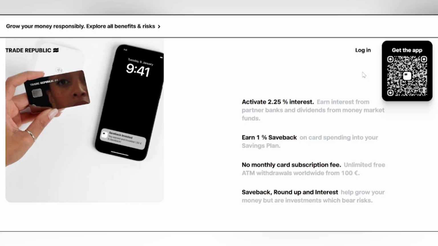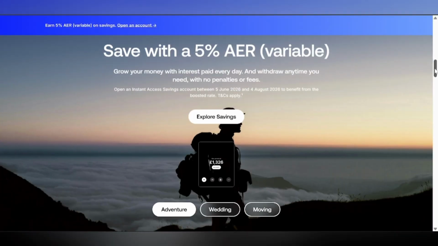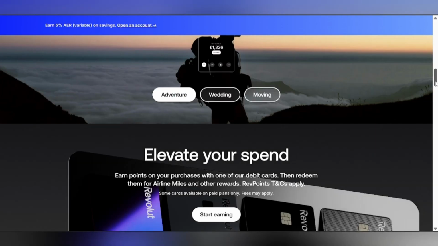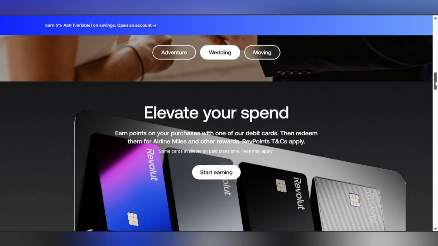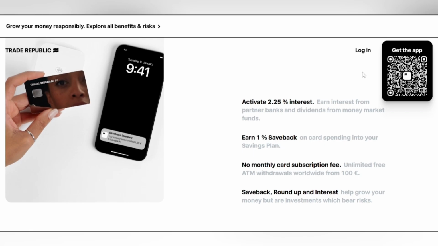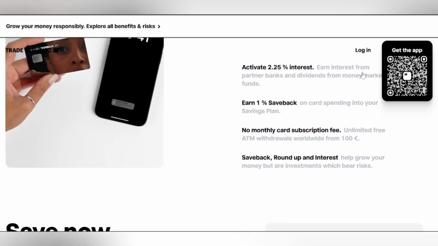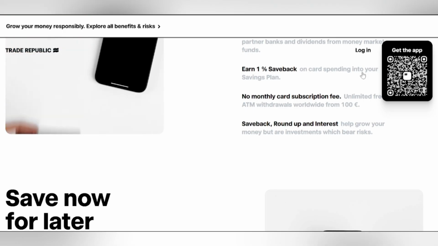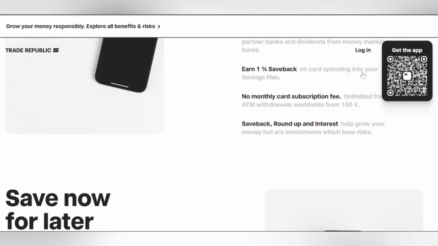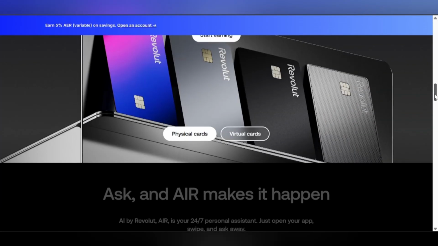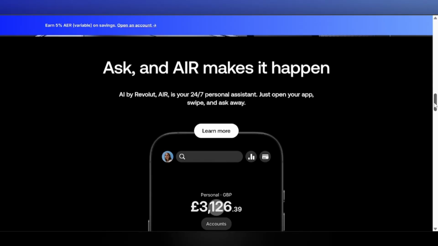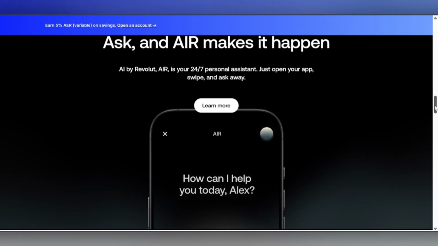Spending and transfers. Revolut offers free peer-to-peer transfers between users, multi-currency accounts, and competitive exchange rates for international spending. Trade Republic offers a Visa card for spending with 1% saveback into investments, but its core purpose is not daily spending. Investment options. Revolut provides access to over 4,000 stocks and ETFs with fractional shares starting from €1.